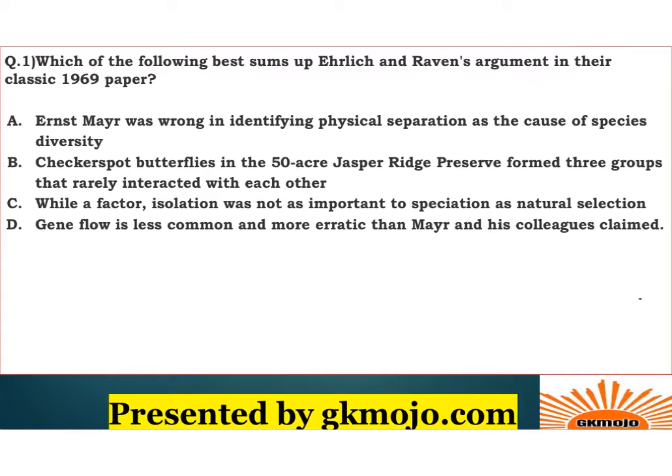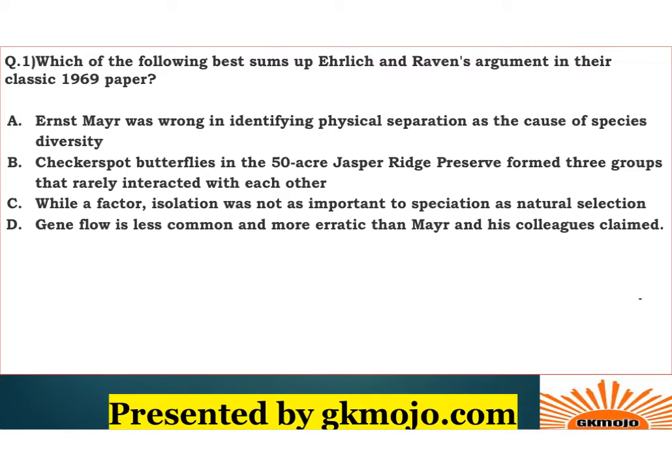So what does this question say? Which of the following best sums up Ehrlich and Raven's argument in their classic 1969 paper? If you see in the third paragraph, the first line only, it is given: among the other ideas, Ehrlich and Raven argued in a now classic paper from 1969 that gene flow was not as predictable and ubiquitous as Mayr and his cohort had maintained.